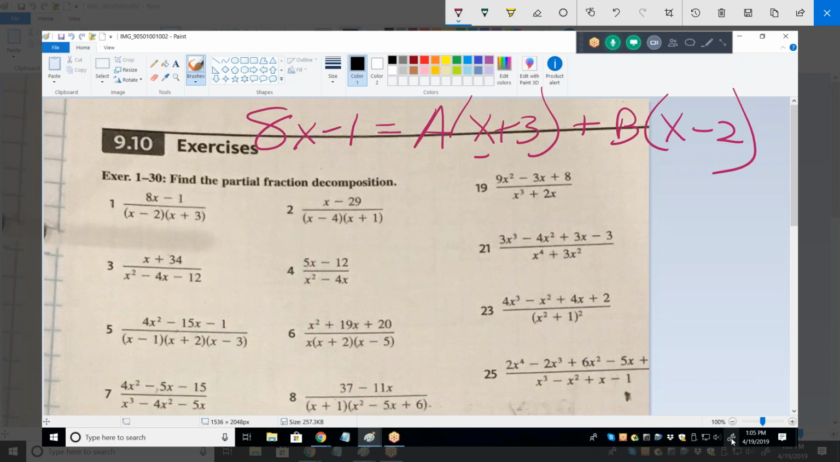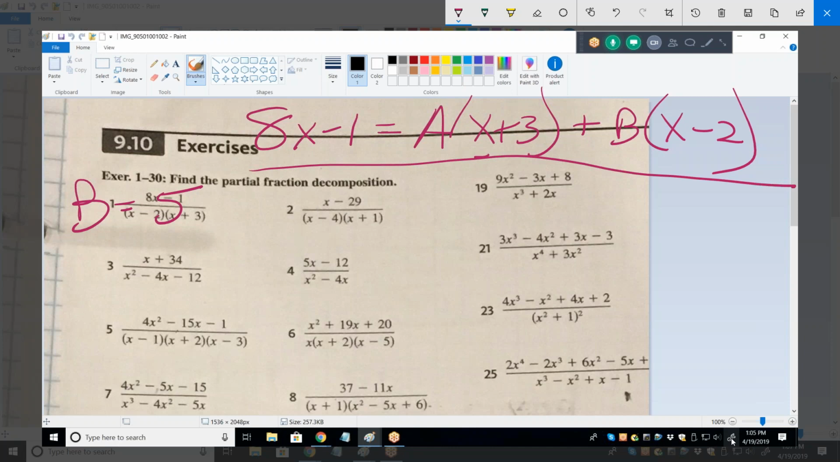This works with most of the problems you're going to run into. There are other techniques to use when it gets a little more complicated. In other words, this equation has to be true for all values of x.